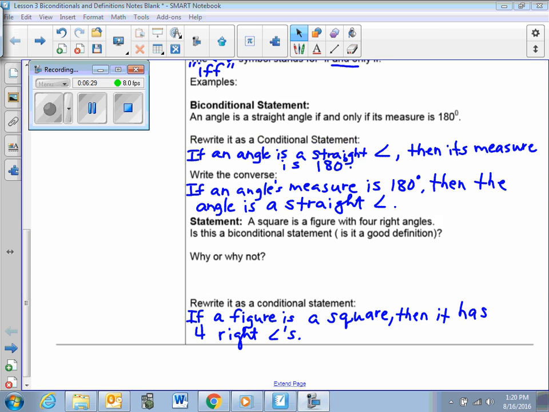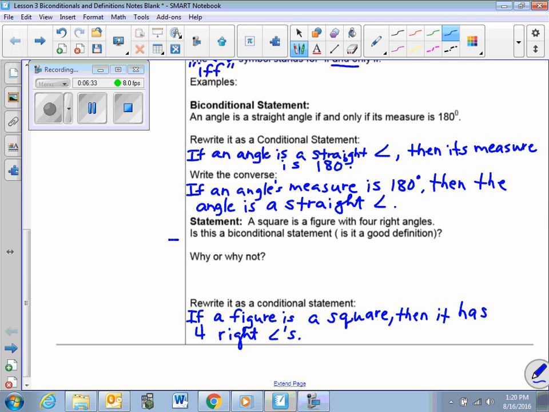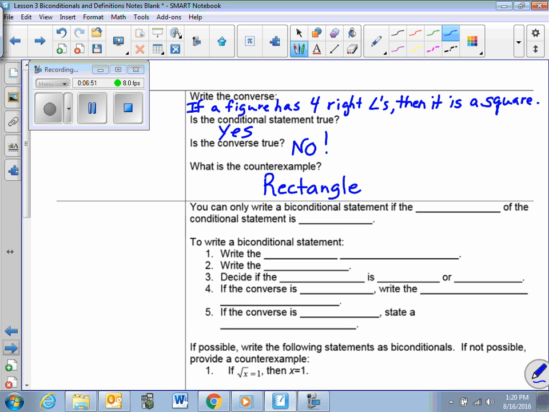All right, I think we should answer this question last, after we rewrite this as a conditional and then write its converse. A square is a figure with 4 right angles. If I write that as a conditional, it says if a figure is a square, then it has 4 right angles. All right, easy enough. The converse: if a figure has 4 right angles, then the figure is a square.